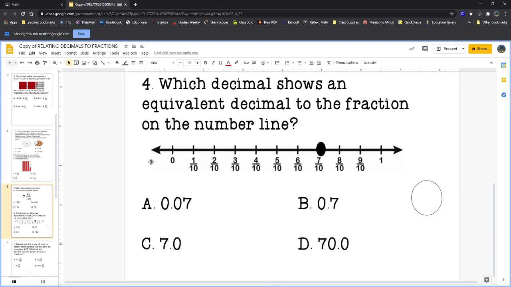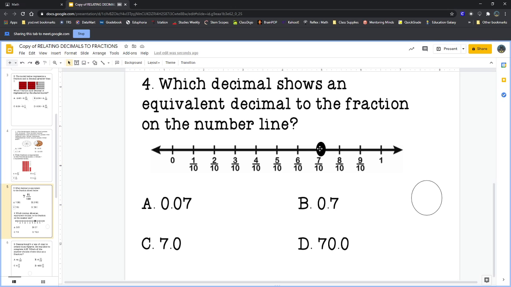Okay. Question 4. Which decimal shows an equivalent decimal to the fraction on the number line? So they gave us a number line, 0 to 1. We have 1 out of 10, 2 out of 10, 3 out of 10, 4 out of 10, 5 out of 10, 6 out of 10, 7 out of 10, 8 out of 10, 9 out of 10, and then one whole.